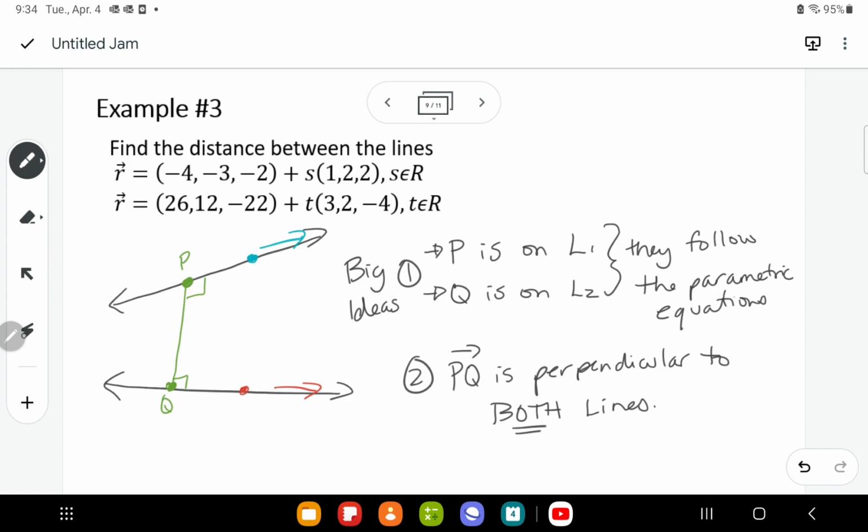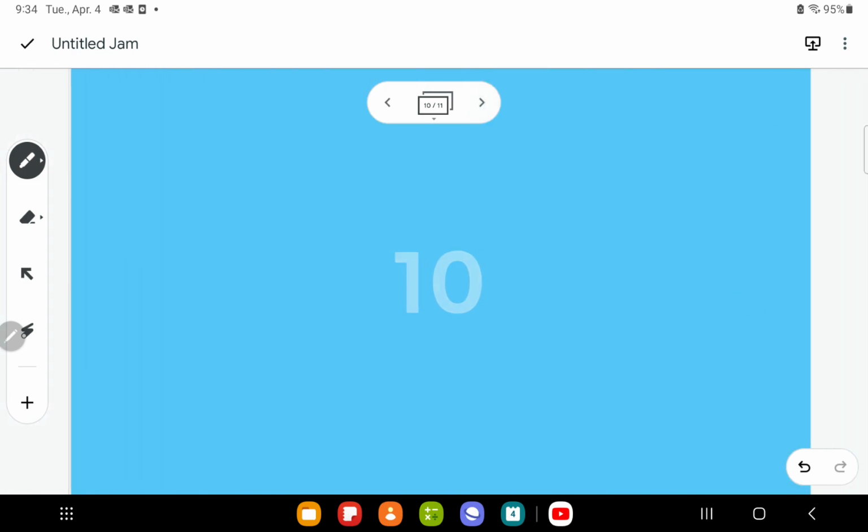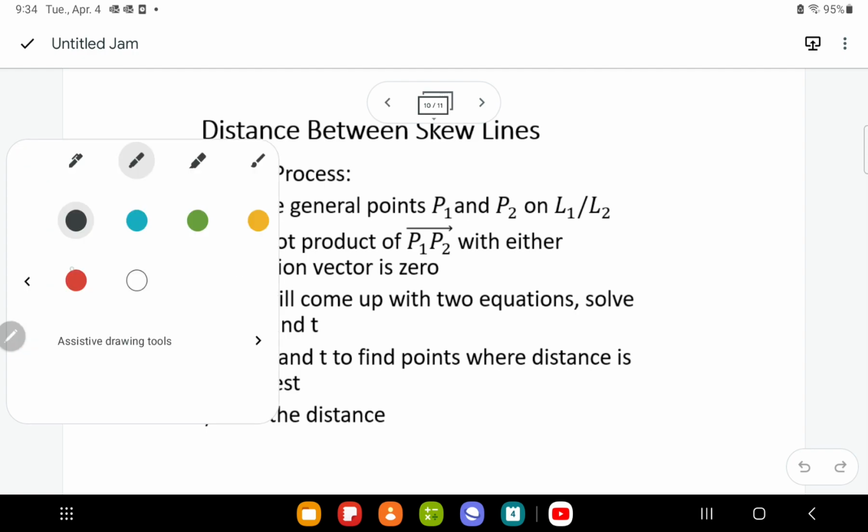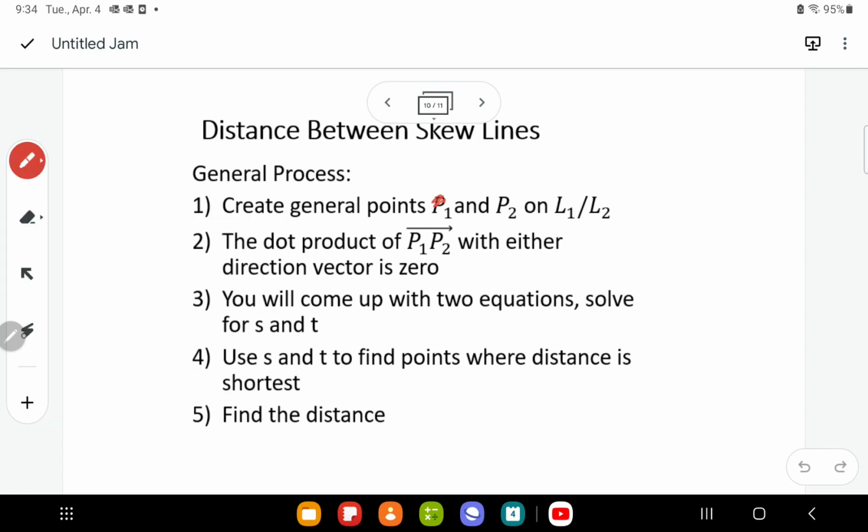So that's going to come in handy as well. So here's the process we're going to do. This one is a little bit longer, so I've just kind of written it out ahead. Create general points P1 and P2. You know what? I find people get a little bit mixed up with those subscripts, so I'm just going to say P and Q. And then we'll call this vector PQ.